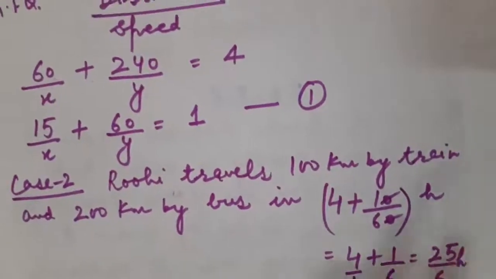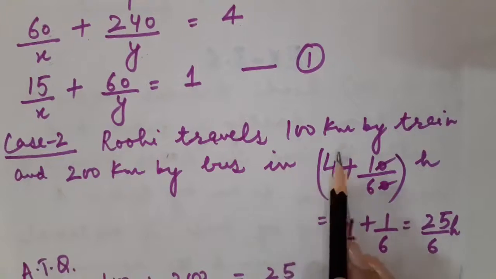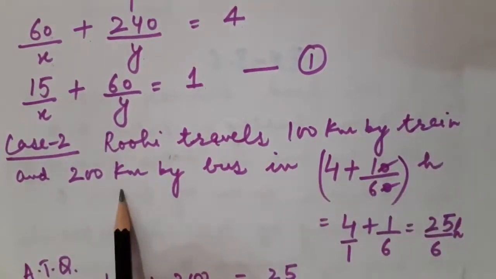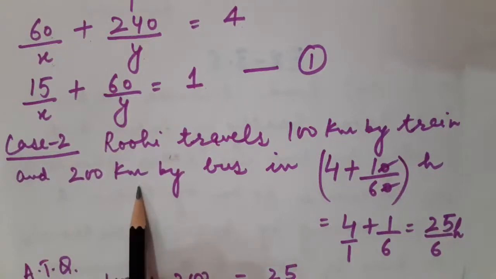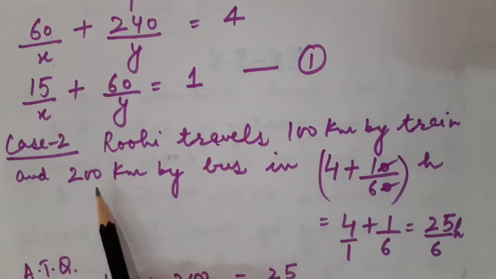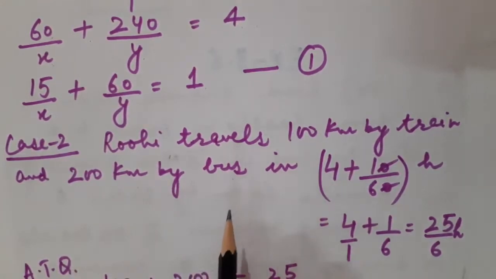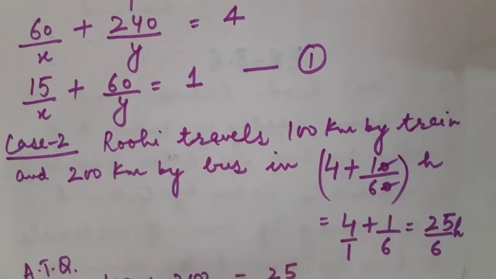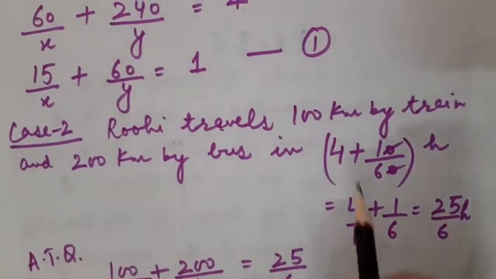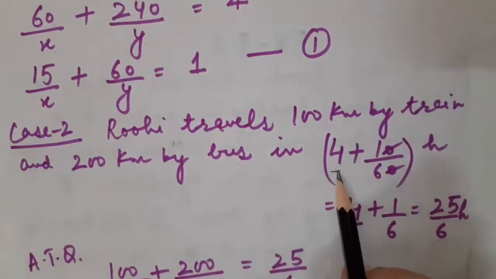Now let us discuss case 2. What is to be done in case 2, children? Ruhi travels 100 km by train, and how much is the remaining distance? That definitely will be 200 km, because the total distance is 300 km. So this 200 km she travelled by bus. And how much time is she going to take? She is taking 10 minutes more. So definitely in case 1, the girl was taking 4 hours. 4 hours she is taking here as well.